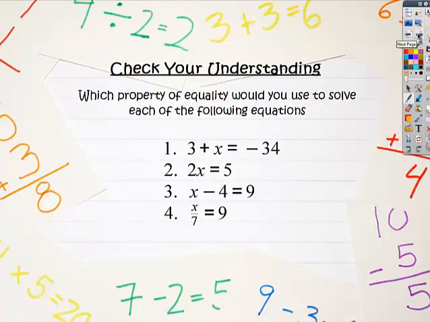Finally, we have our check your understanding. Please, once again, put this on a separate sheet of paper for me to collect when you come into the class tomorrow. You're going to simply state which property of equality you would use to solve each of the following equations. We saw 2 properties of equality today, and we saw 2 properties of equality from the lesson before this. So you're going to use all 4 different ones to answer these 4 questions.